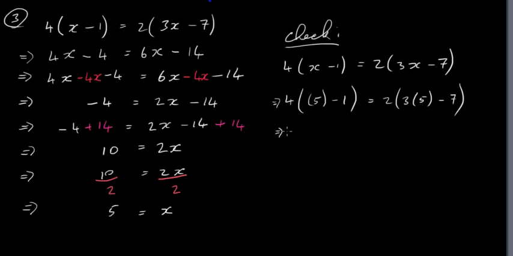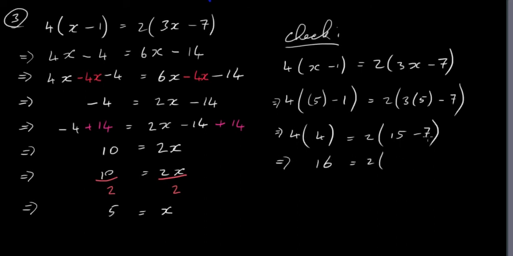Okay, so let's do that then. We do what's in the brackets first. So 5 minus 1 is just 4. Here we end up with 2. 3 5s will give me 15 minus 7. 4 4s will give me 16 on the left hand side.